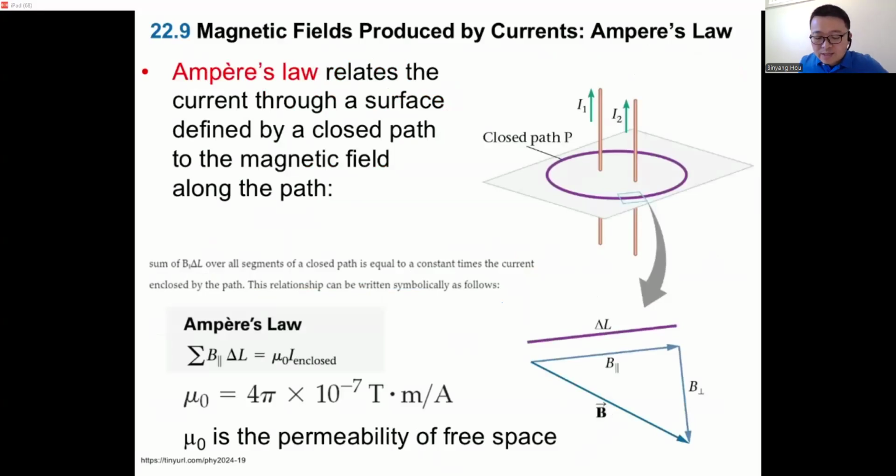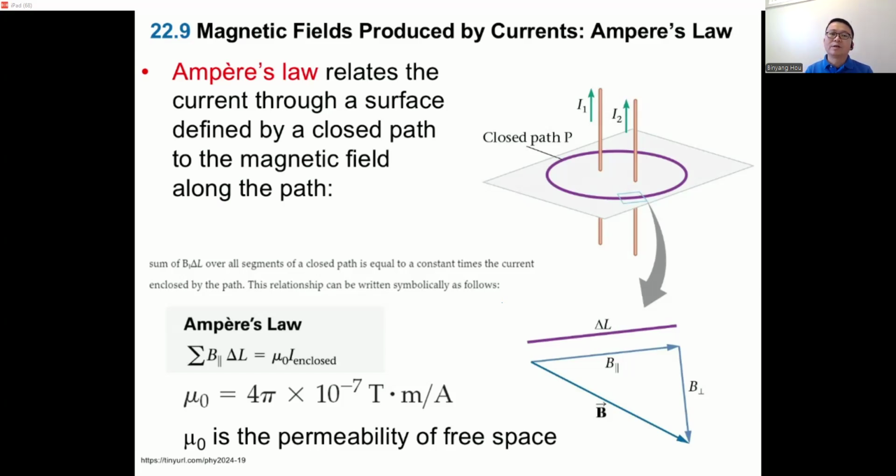Now moving on to the next section, it talks about the magnetic field produced by currents. We know that if you have currents inside a magnetic field, they will experience a force. On the other hand, we know that currents produce a magnetic field. A lot of times you have complicated current-carrying conductors. What will be the B field produced by those currents?